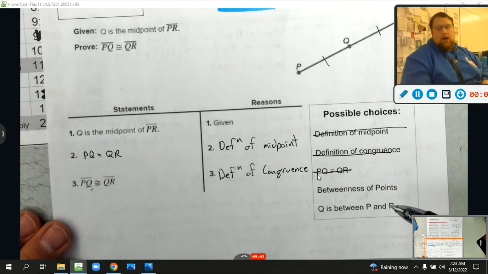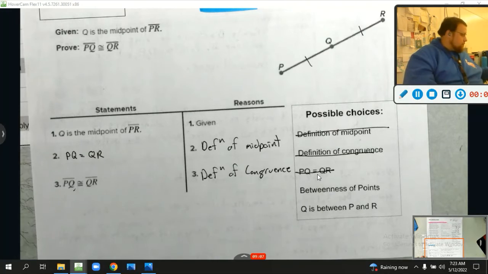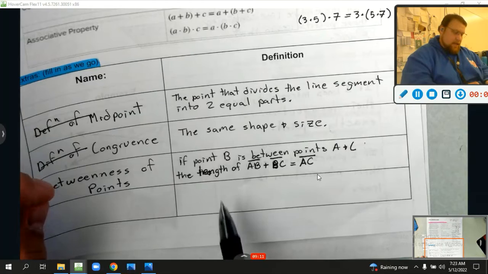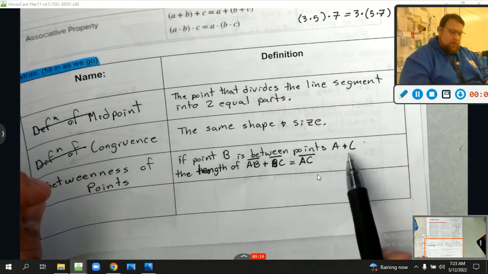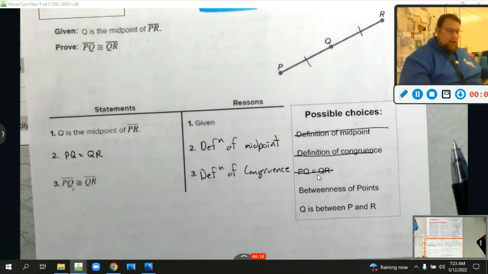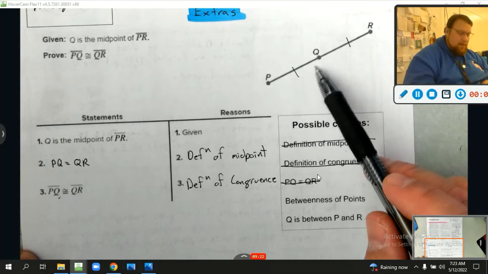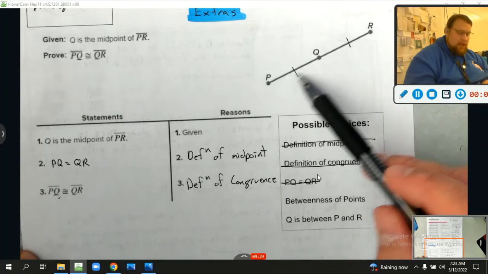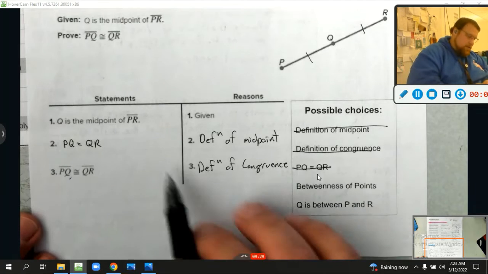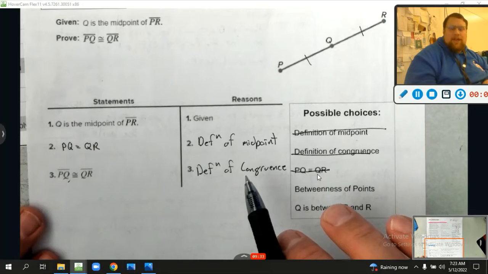Now, I also added in our extras section, I wanted to add in the betweenness of points. We didn't use it, but our betweenness of points is just that it says if you're point B in between points A and C, the length of AB plus BC equals AC. In other words, what are we saying here? If Q is between P and R, then the length of PQ plus QR is equal to the length of PR. All right, but we didn't need that for this, which is why we had some extras there. So look at that, short little proof.